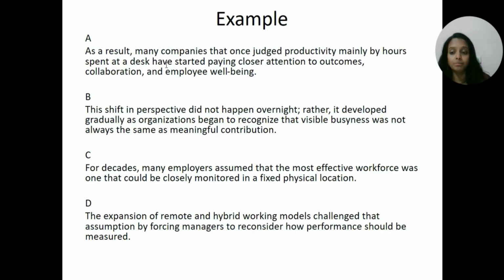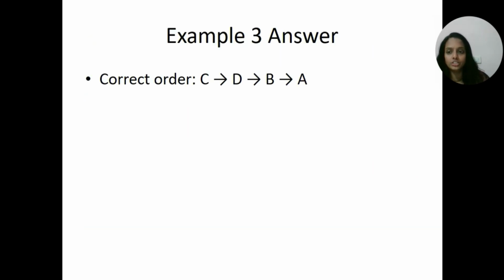After D, what should come here? A shift in perspective, right? B. Here B refers to the transition introduced in D. Got it? That makes B to D a very strong pair. And finally, A, because "as a result" obviously gives a conclusion, right? It draws an outcome from the earlier challenges. So the right order is C, D, B, and then A.